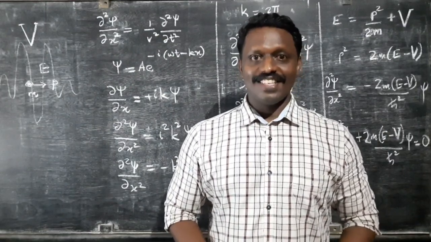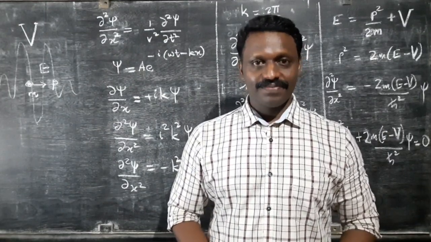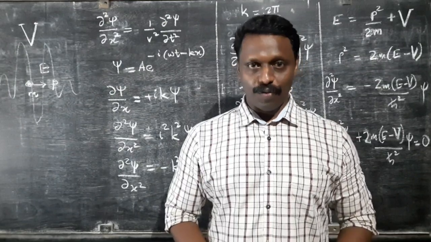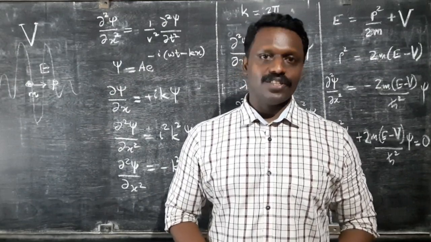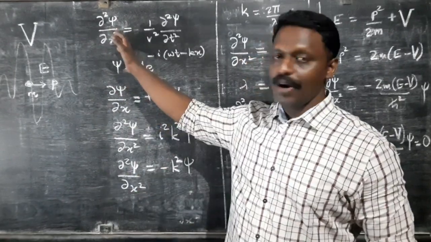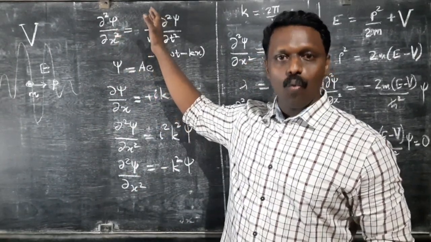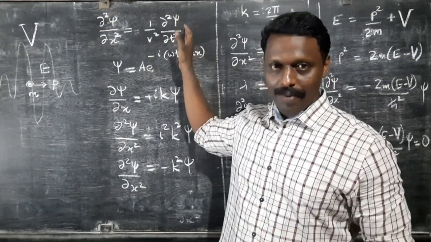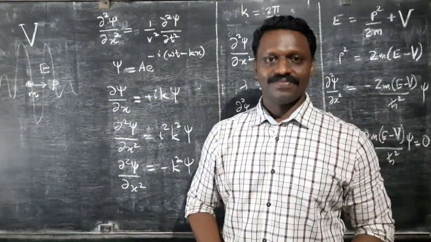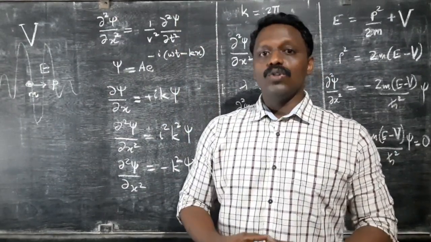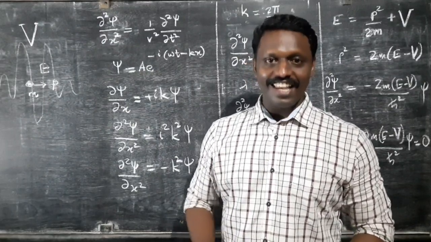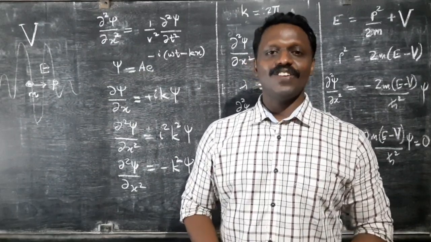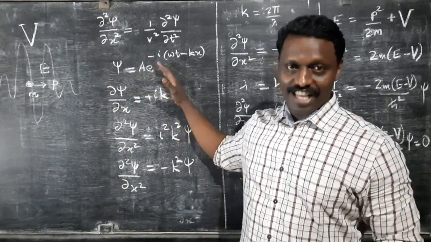So let ξ represent the wave function and v be the velocity of the wave, so that we can express the wave equation as ∂²ξ/∂x² = (1/v²) ∂²ξ/∂t². Now, the solution of the wave equation can be represented as ξ = A e^(-i(ωt - kx)).